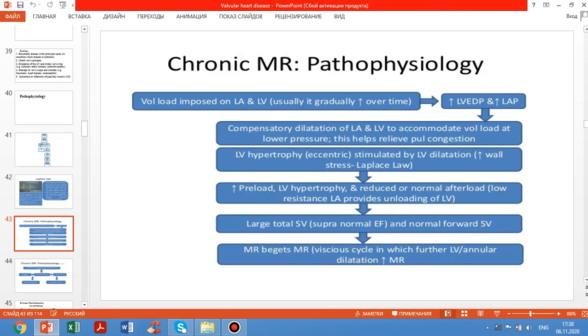Left ventricular hypertrophy, eccentric, stimulated by left ventricular dilation and high wall stress, Laplace law. Increasing preload, left ventricular hypertrophy, and reduced or normal afterload. Low resistance to the left atrium provides unloading of the left ventricle. Large total stroke volume, supranormal ejection fraction, and normal forward stroke volume.